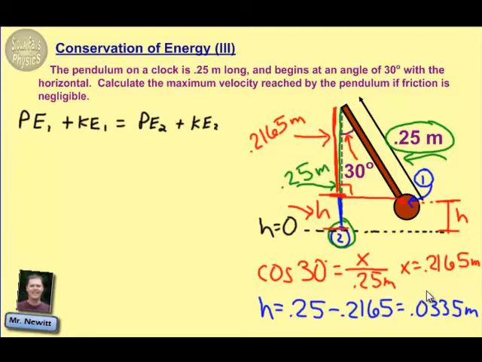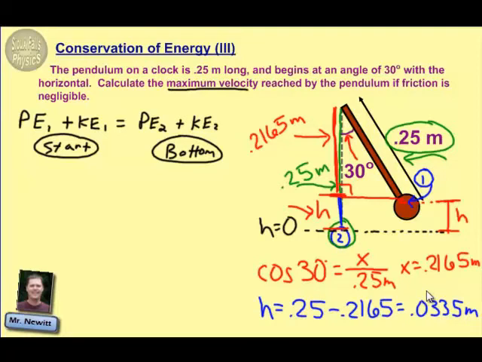And PE1 and KE1 are going to be where we start our pendulum, and PE2 and KE2 will be at the bottom of the swing. And it is important to note, too, that in a pendulum motion, the maximum velocity does occur at that bottom point, okay? And that is what the problem, remember, is asking us to find.